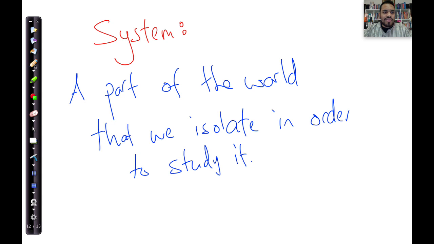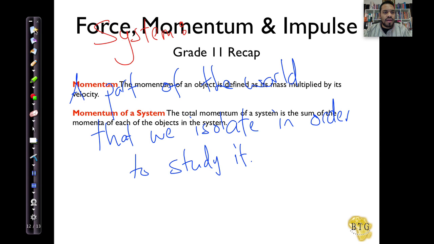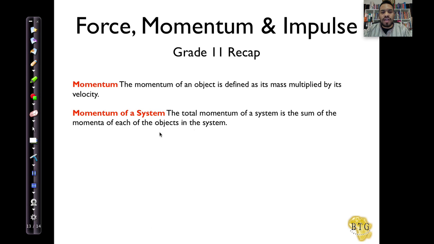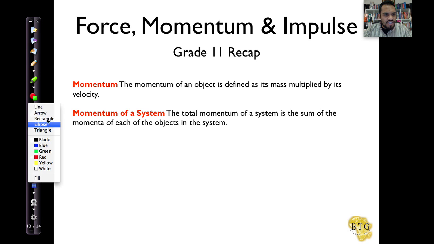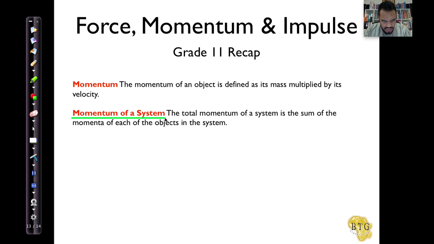Now, when we start looking at the momentum of a system, we're going to look at each of the objects in the system, and then we're going to say, okay, the momentum of a system is just equal to the momentum of each of those objects. So here we go. The momentum of a system, or the total momentum of a system, is the sum of the momenta.